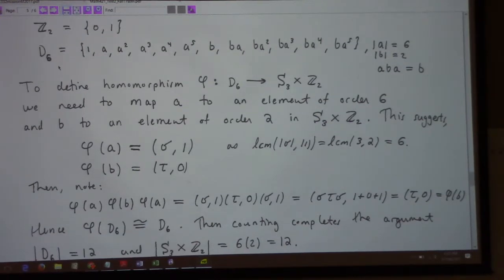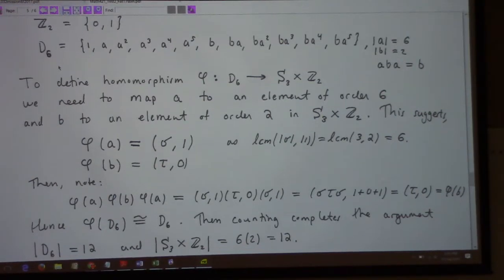And here's the proof. If you look at this times that, well, that's this product, which is sigma tau sigma, 1 plus 0 plus 1, which is tau comma 0, which is phi of B. So as you can see, just like ABA is equal to B, phi of A, phi of B, phi of A is equal to phi of B. So the relation is preserved. And then counting completes the argument because they both have order 12, so it follows it has to be onto and 1-to-1 and all that.